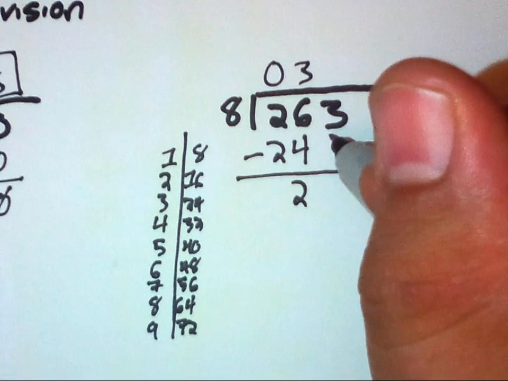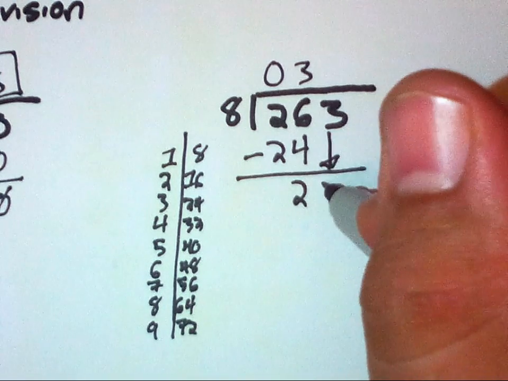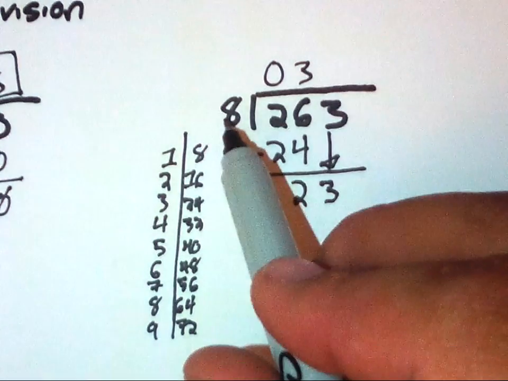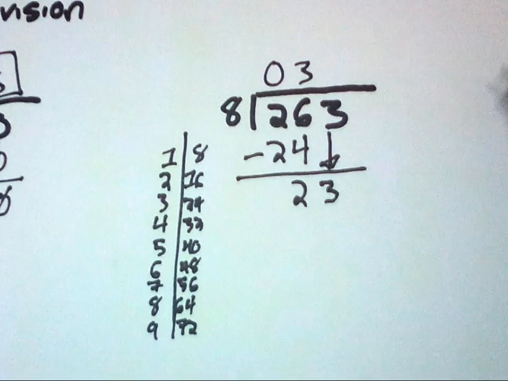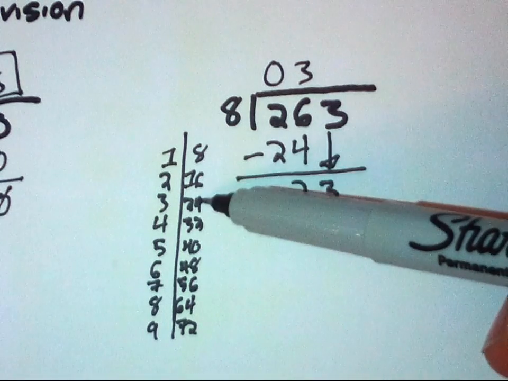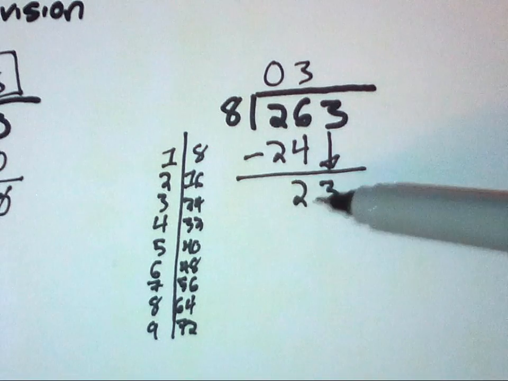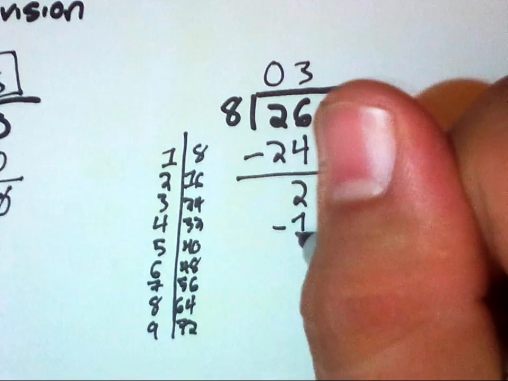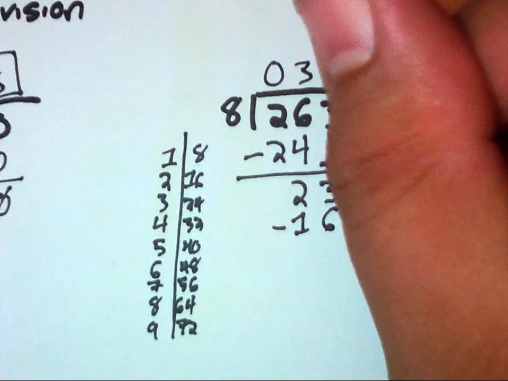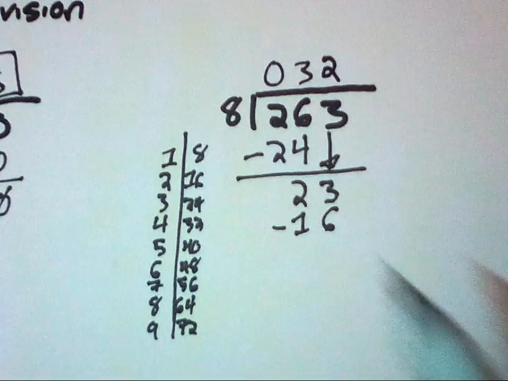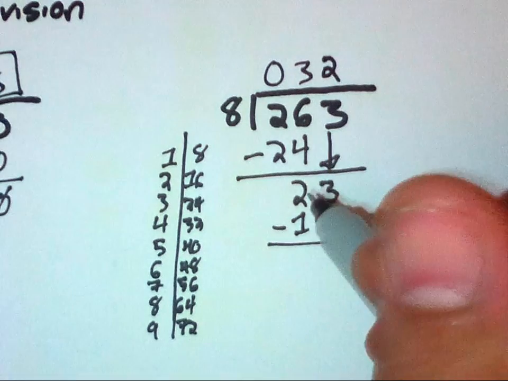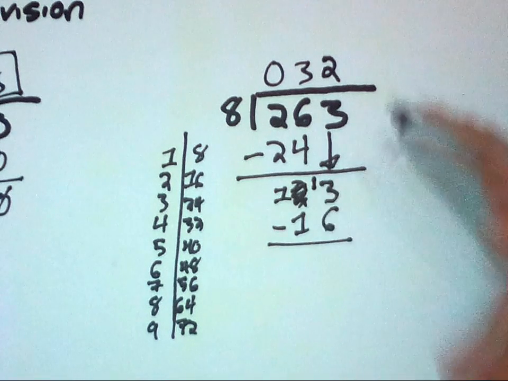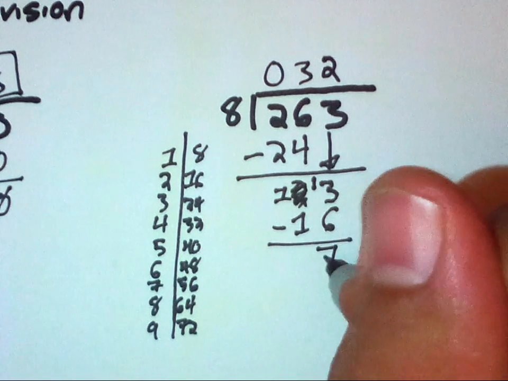And then what we do is we bring down the 3. So here we go. Now we need to figure out how many times 8 goes into 23 without going over. See, we can't use 24 this time because that's too big. So what we're actually going to do is use 16, which would be 2 times that 8 goes into that. And again, we're going to go ahead and clean that up. So what we're going to do is we're going to clear this. We're going to make that a 1. And that'll become 13. 13 minus 6 is 7.